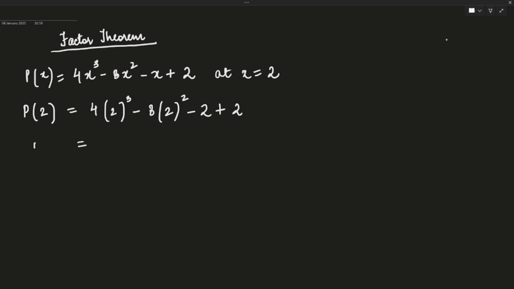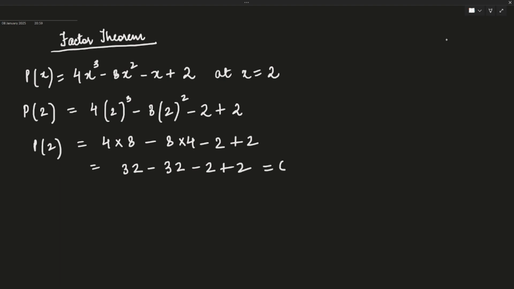So what will be the value of this? p(2) will be 4 into 8 minus 8 into 4 minus 2 plus 2. This equals 32 minus 32 minus 2 plus 2, which equals 0. So we know that p(2) equals 0, which means the value of p(x) at x equals 2 is 0.